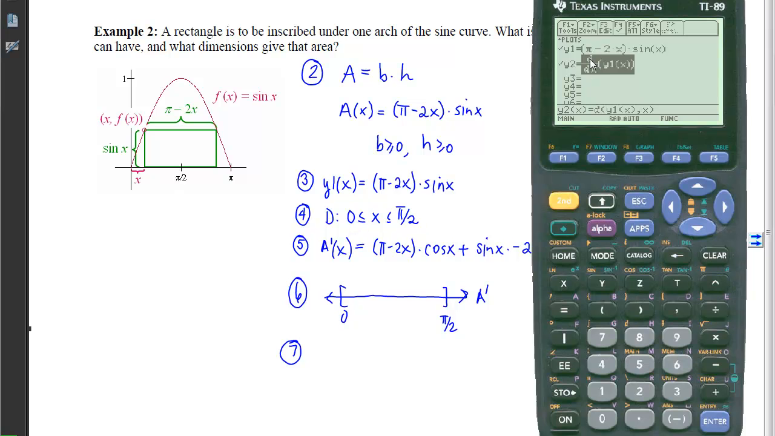Looking here, we can see in y1 I've put that base times the height, and I'm going to turn off y1 so that I don't graph it. And in y2 I have the derivative of y1 of x with respect to x, and this is what I want to graph because it will give me the sign chart with more information attached. To ensure that I'm looking in the right place, I'm going to set my window so that the x's lowest value is 0 and its upper value is pi over 2, and then I need to see that x-axis.